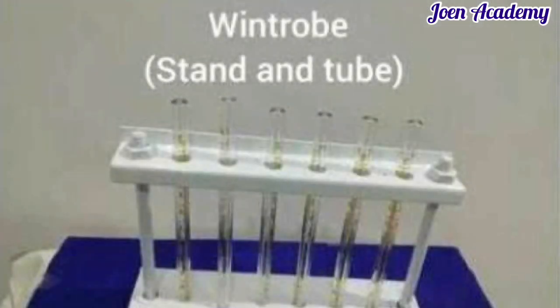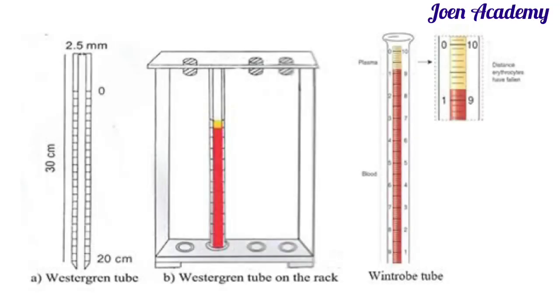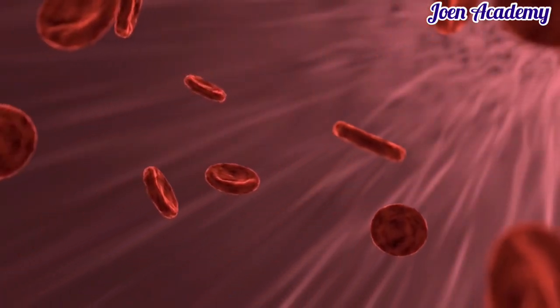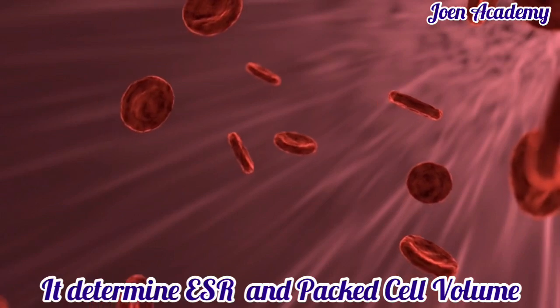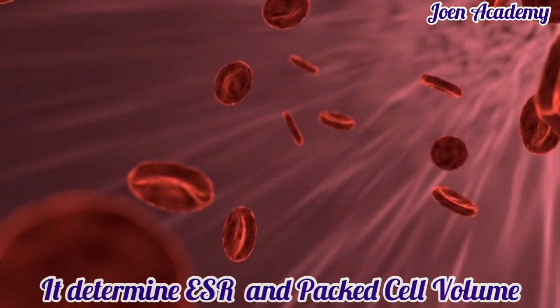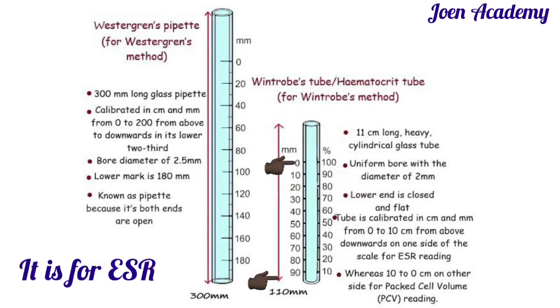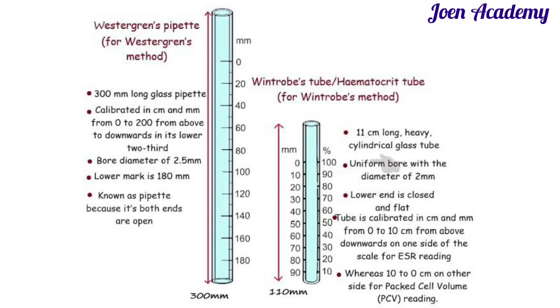Wintrobe's method is carried out using Wintrobe's tube. It is a short tube that is open only on one end. This tube is 110 mm in length and 3 mm in size. The unique thing about the Wintrobe method is that it is not only designed for the determination of erythrocyte sedimentation rate, it is also designed for determination of packed cell volume. Wintrobe's tube is marked on both sides. On one side, the marking is from 0 to 100 and it is for erythrocyte sedimentation rate determination. And on the other side, the marking is from 100 to 0 and it is for packed cell volume determination.